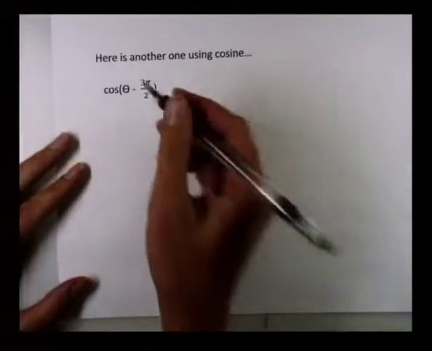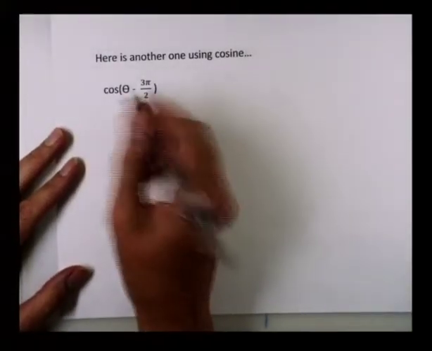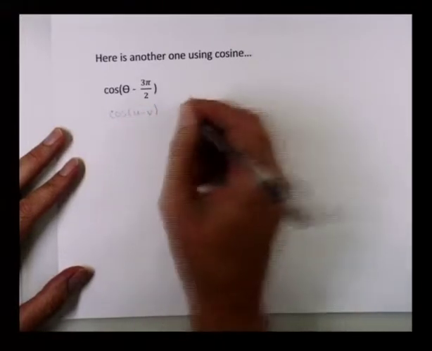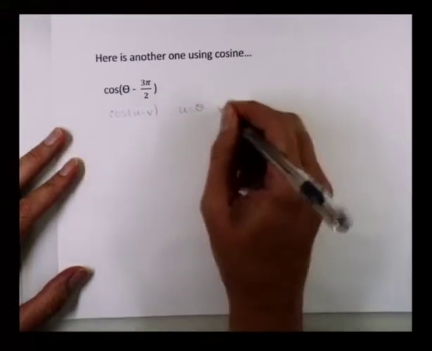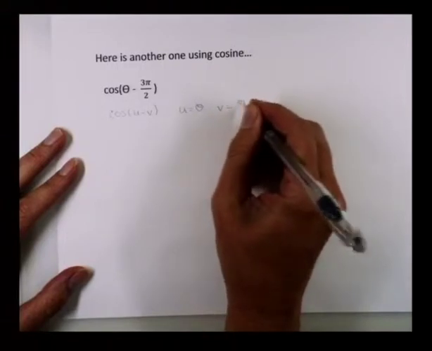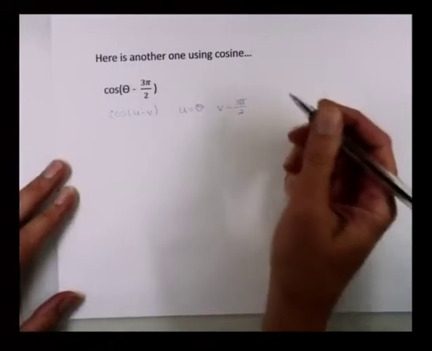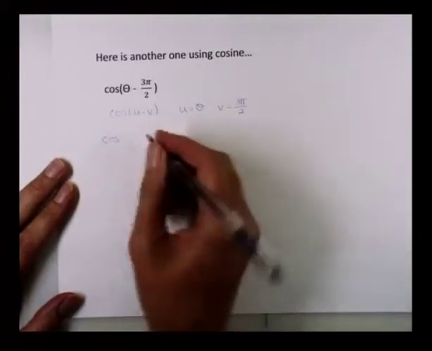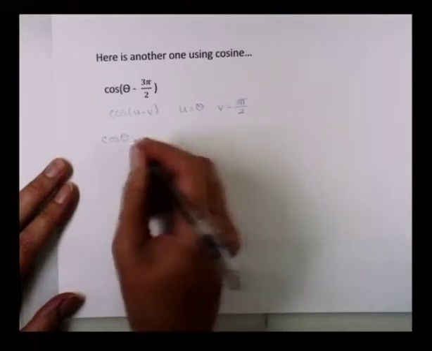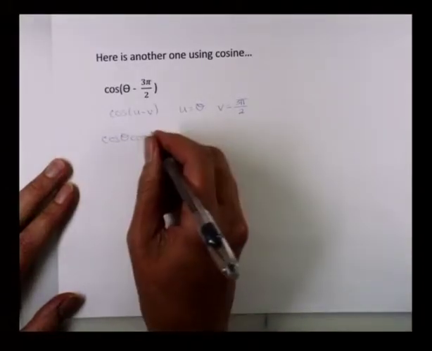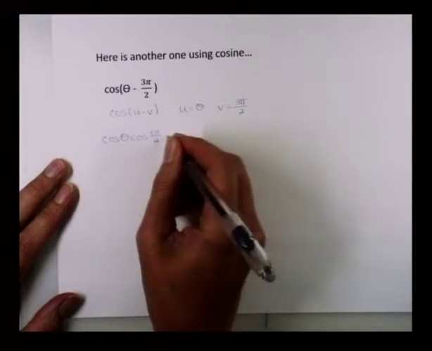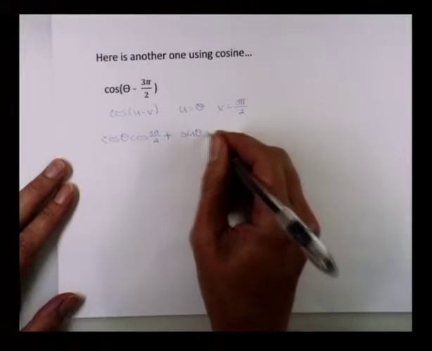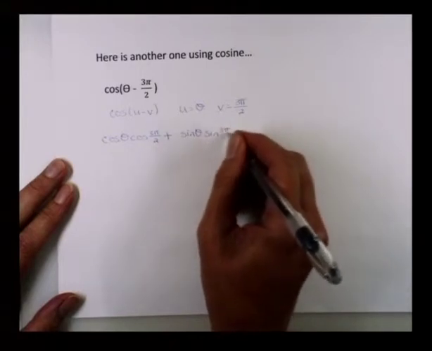Okay, so on this one, we see that we have a difference. So I'm looking at the cosine of u minus v, where u is equal to theta and v is equal to 3 pi over 2. I'm going to substitute those into the formula that I have. So I have the cosine of theta times the cosine of 3 pi over 2 plus the sine of theta times the sine of 3 pi over 2.